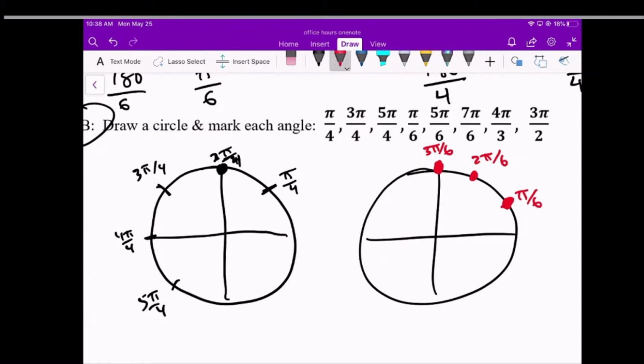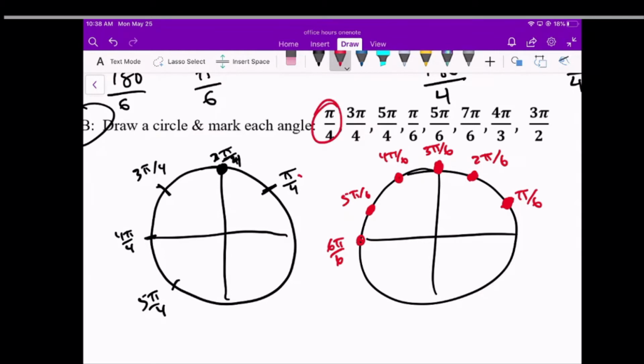Keep going. This will be 4 pi over 6, 5 pi over 6, 6 pi over 6, and so forth. So if we mark off by 30 degrees, just count them off. Pi over 6, 30 degrees, 2 pi over 6, 60 degrees, 3 pi over 6, and so forth.